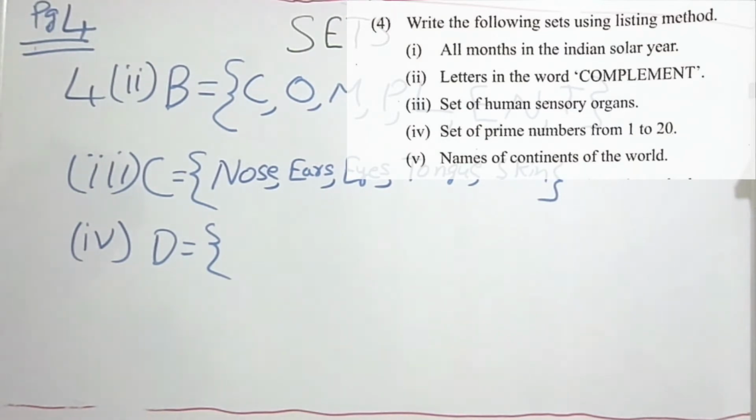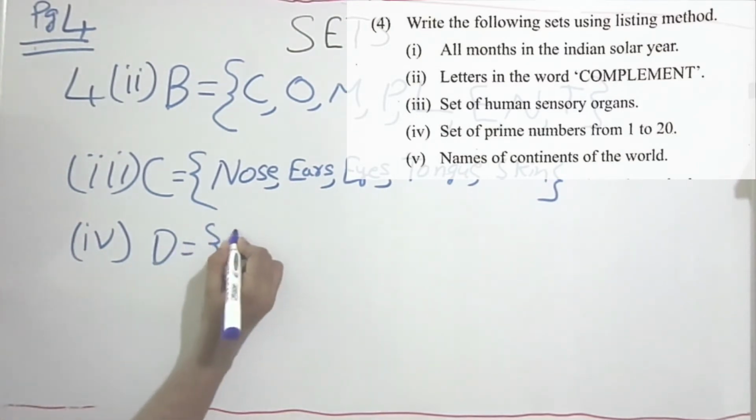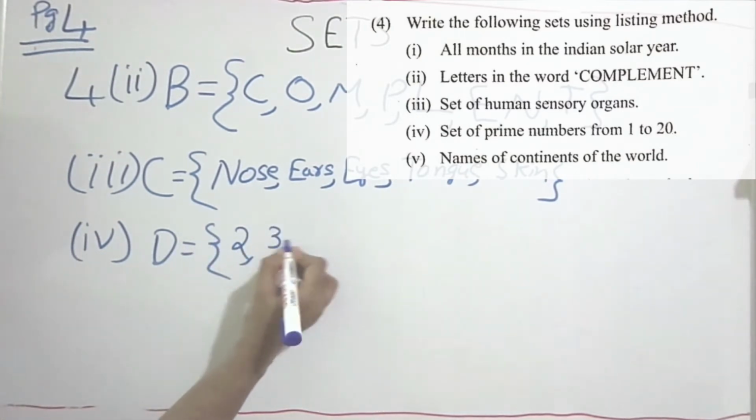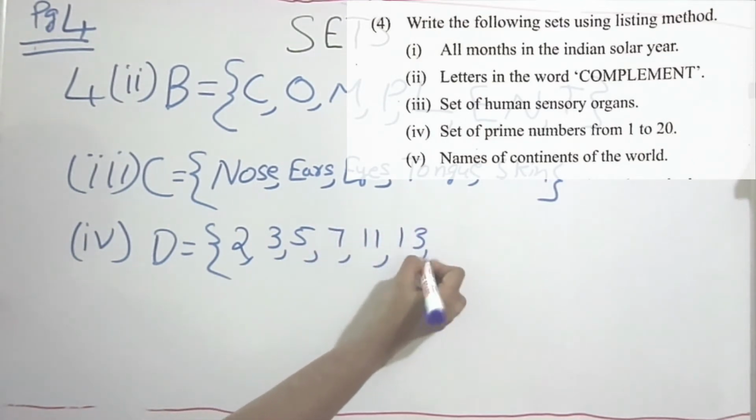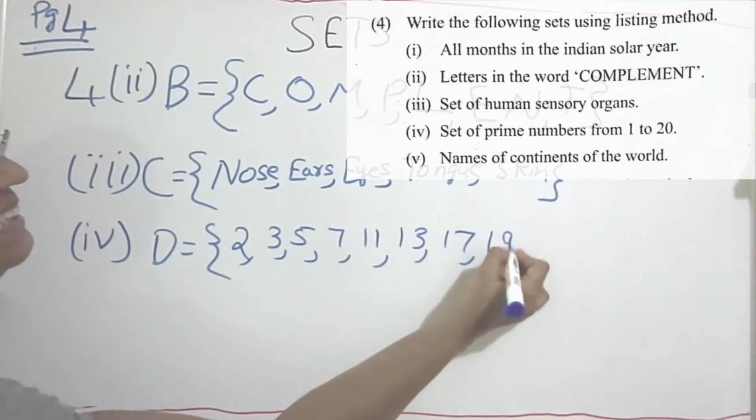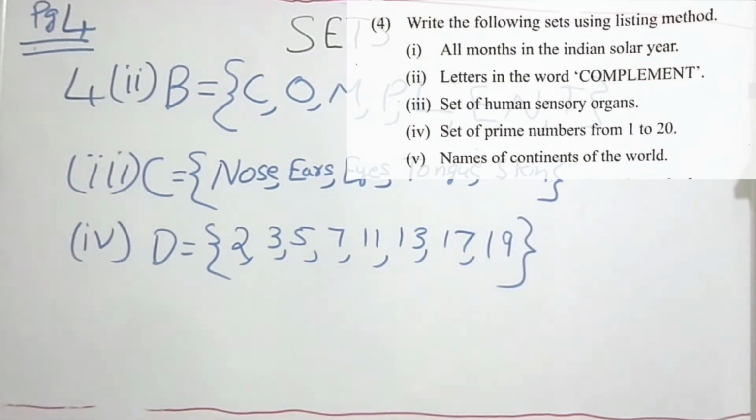So now here we are having prime numbers from 1 to 20. So which are the prime numbers from 1 to 20? 2, 3, 5, 7, 11, 13, 17, 19. Close the bracket.